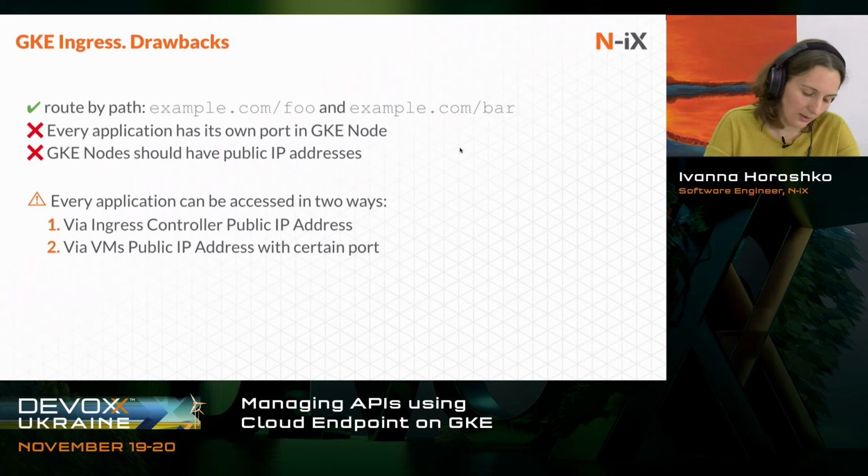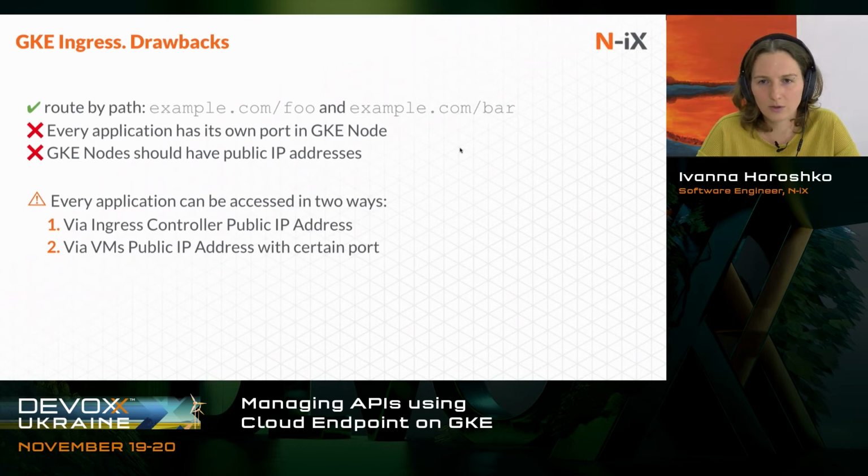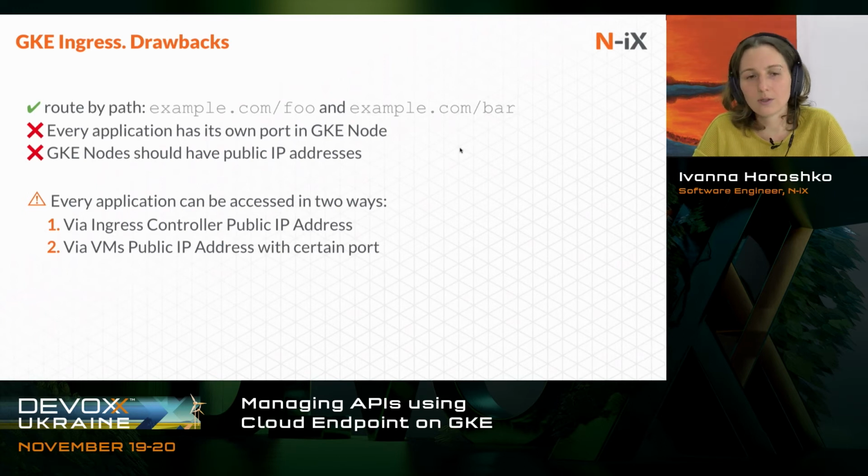Also, as a side note, I would like to mention that every application can be accessed in two ways. There's the proper way, when you go in via the Ingress controller public IP and specify the path, and it gets routed to your service. Or if you have your VM public IP address, you just hit it at the port and you can also access your application. It doesn't change much. It's neither a drawback nor an advantage, I'm just mentioning it here so you understand what the flow is.